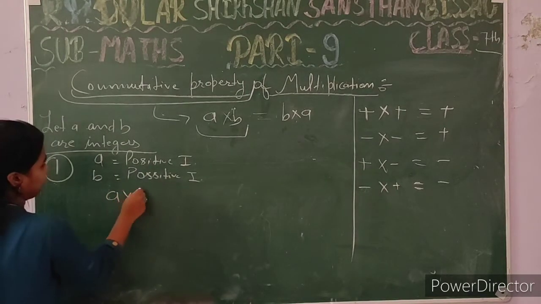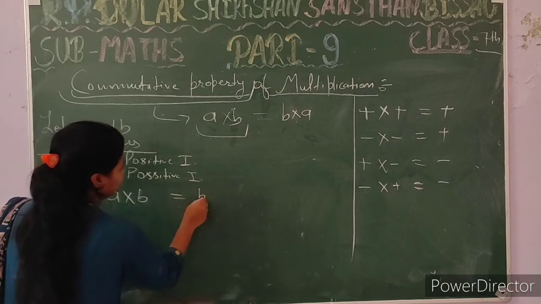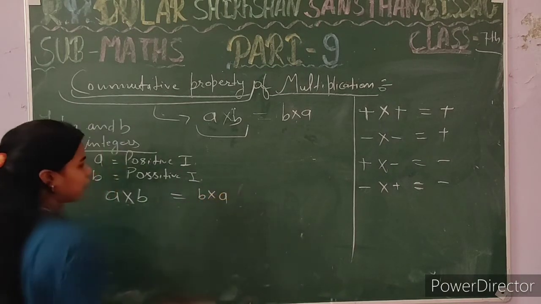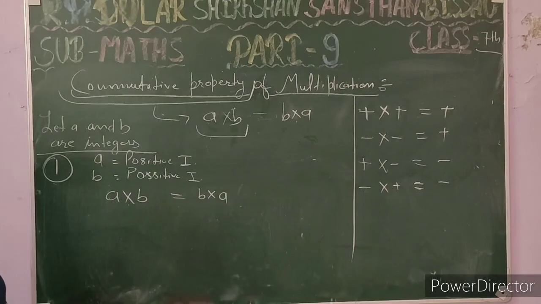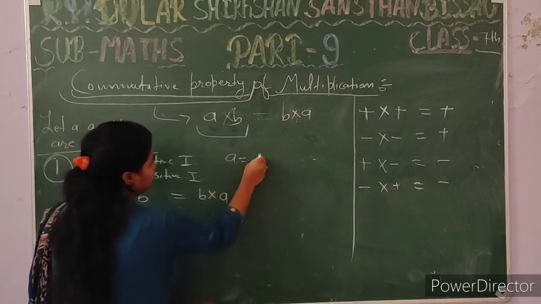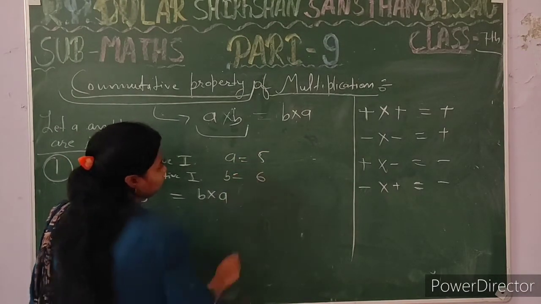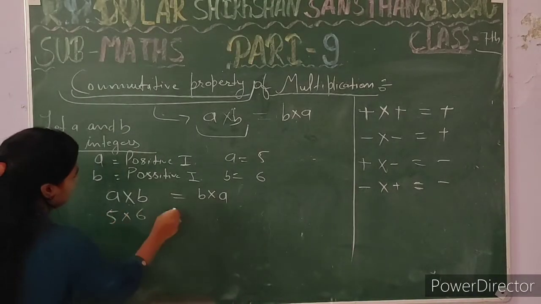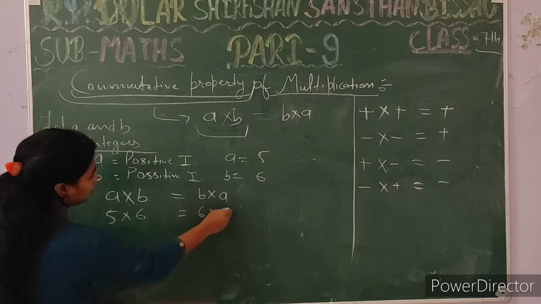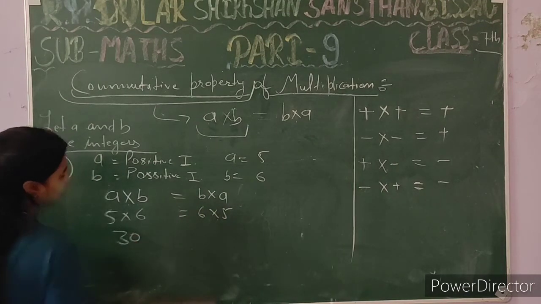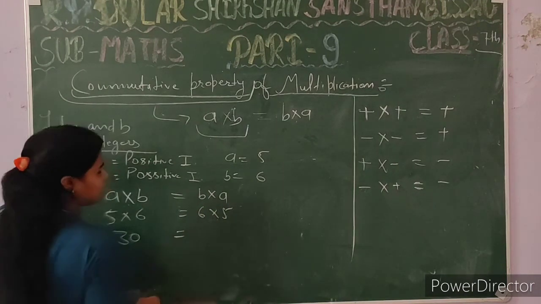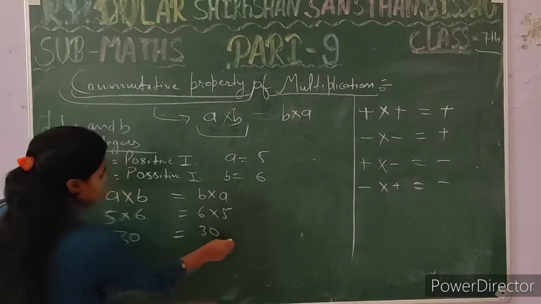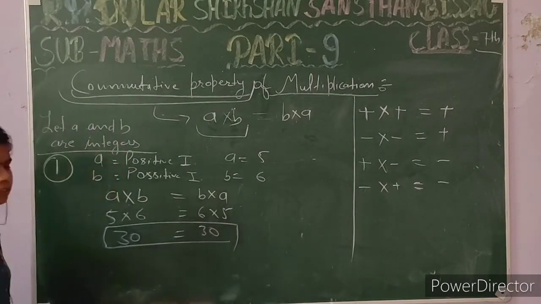Look students, a multiplied by b and b multiplied by a. We can take any example, such as a is equal to 5 and b is equal to 6. Then multiply 5 into 6 and 6 into 5. 5 sixes are 30 and 6 fives are also 30. So this rule is correct.